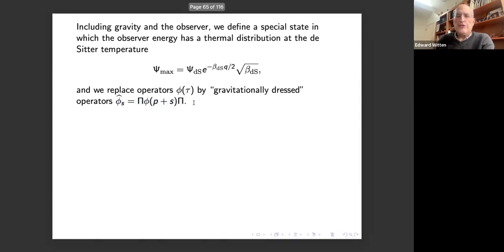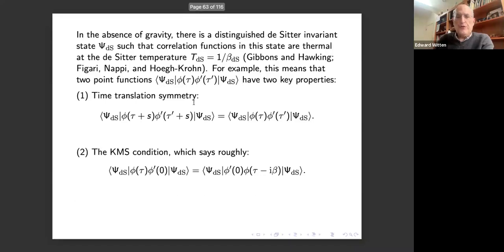And then there's one more generator of the observer algebra, which is q itself. Then a straightforward computation shows the following. Remember, without gravity, we had two properties that express the thermal nature of correlation functions. So now I'm going to tell you what's the analog of those properties in the presence of gravity.